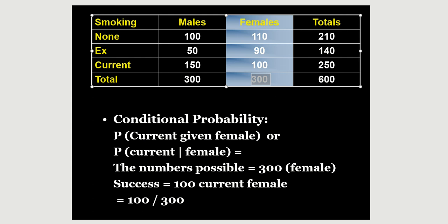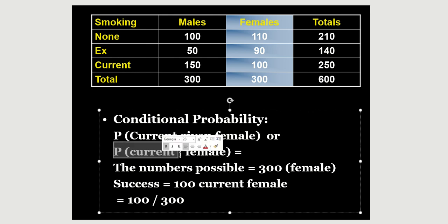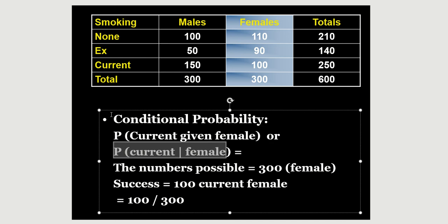So I can write it as the probability of current smoker given female, or I can write it as the probability of current smoker, slash, female. That slash right there means given, condition. Okay, so whatever comes after the slash is your condition. Okay, so these two are exactly the same. And actually, I'm going to show you more ways to write the condition.